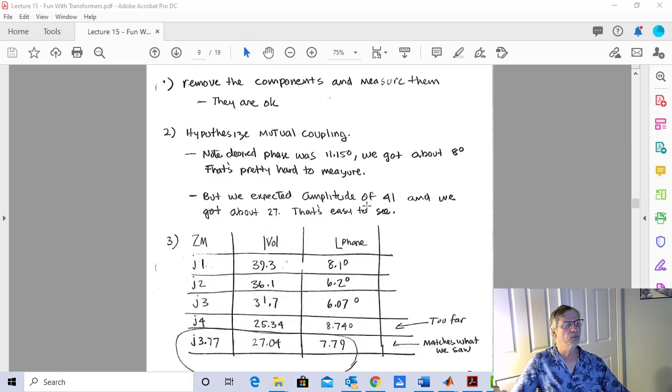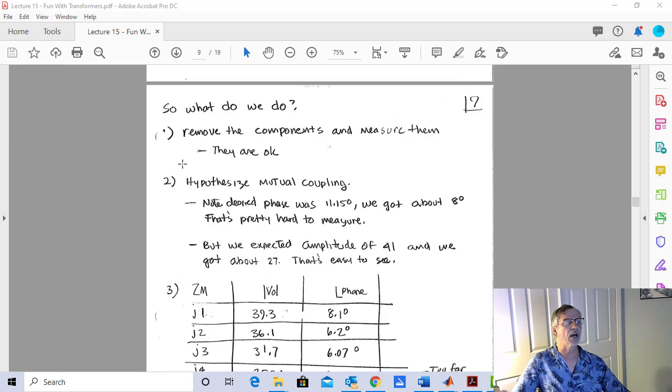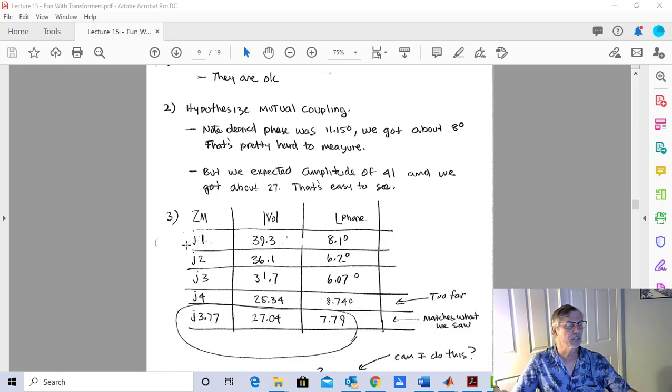So then what I did, this got back to where we started, but you can see that the desired phase was 11.15 degrees. We got about 8 degrees, and that's pretty hard to see. But we expected an amplitude of 41 with no mutual coupling, but we got 27. That's easy to see. So let's just change our mutual coupling.